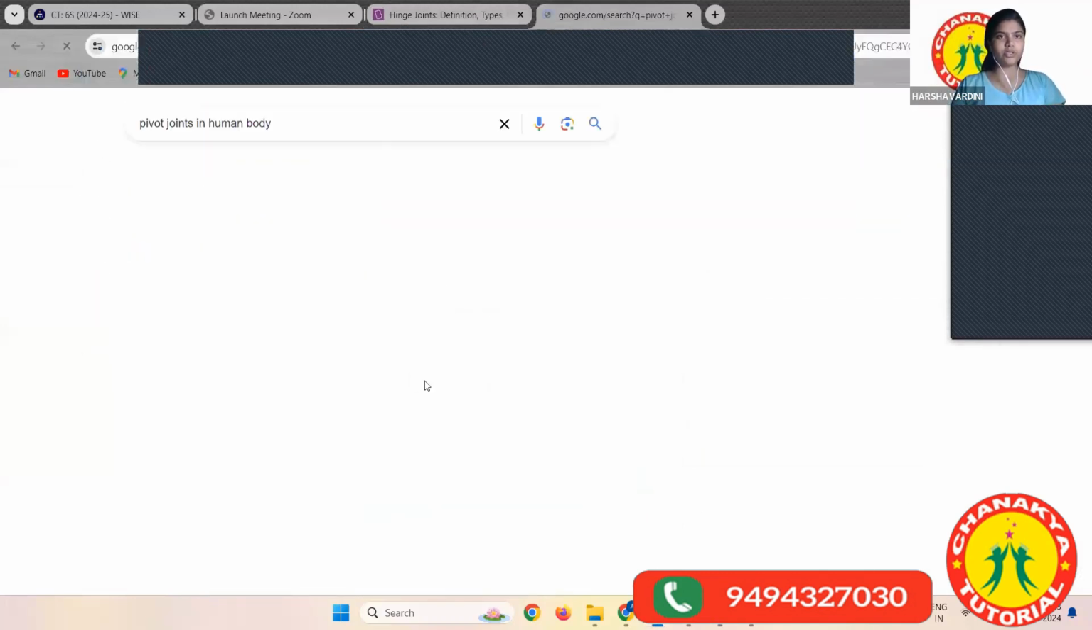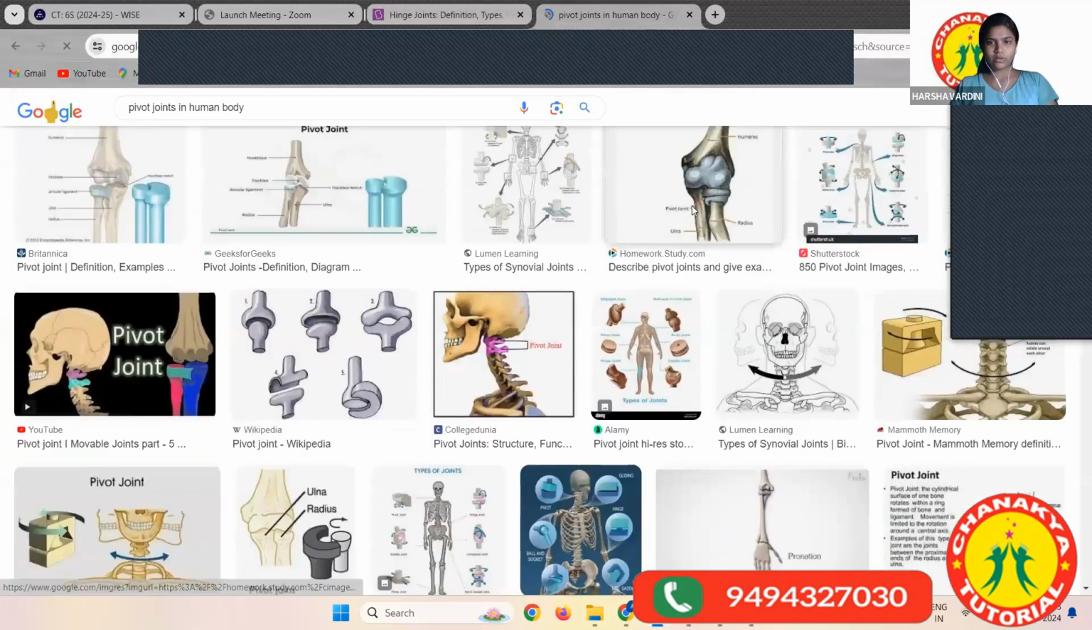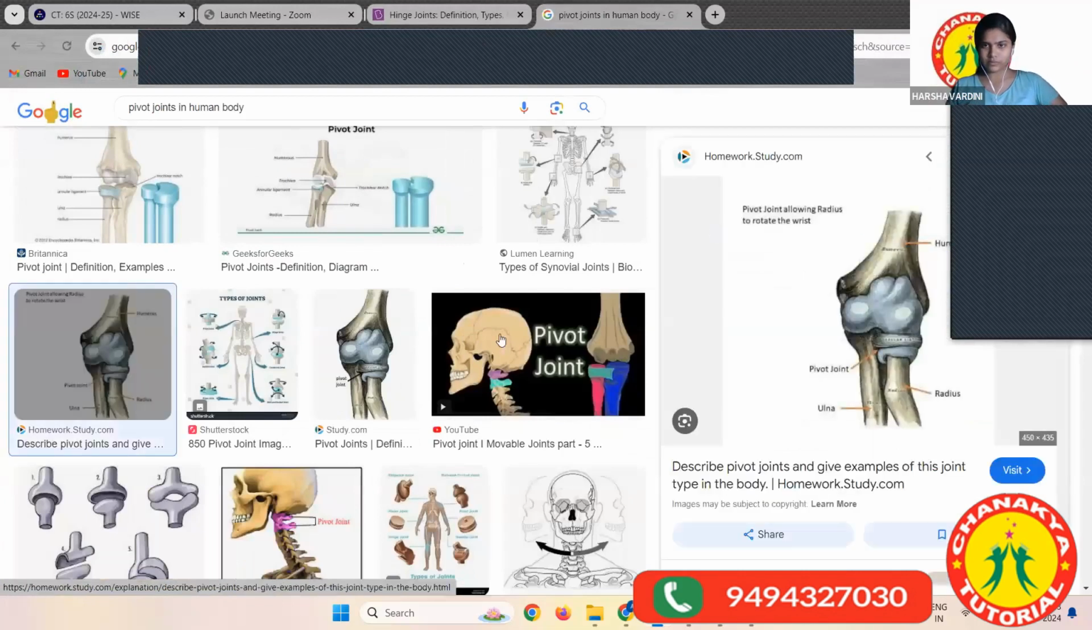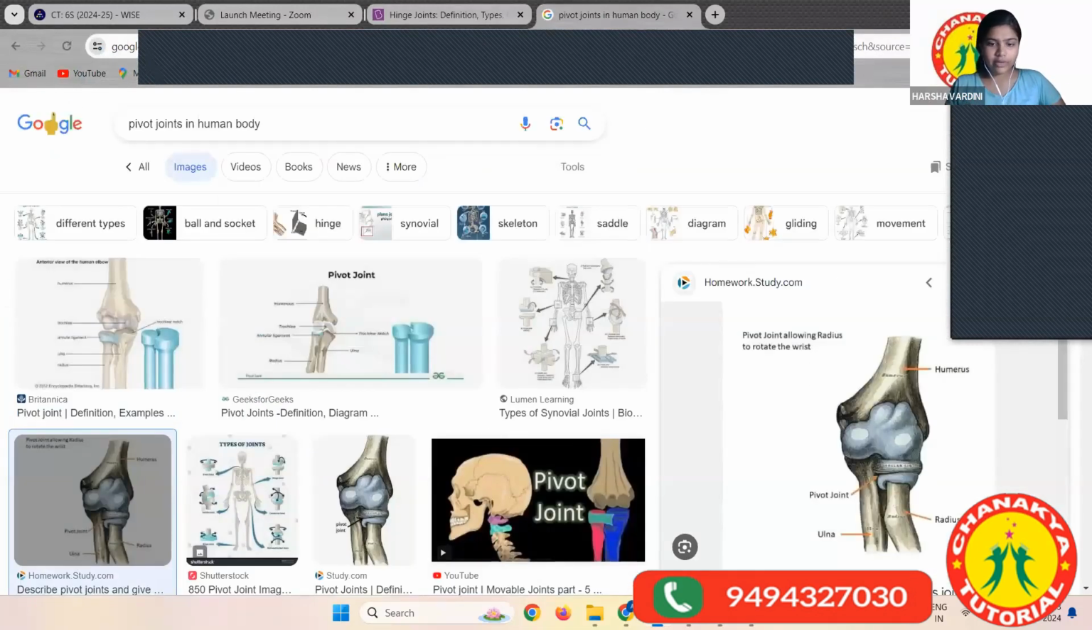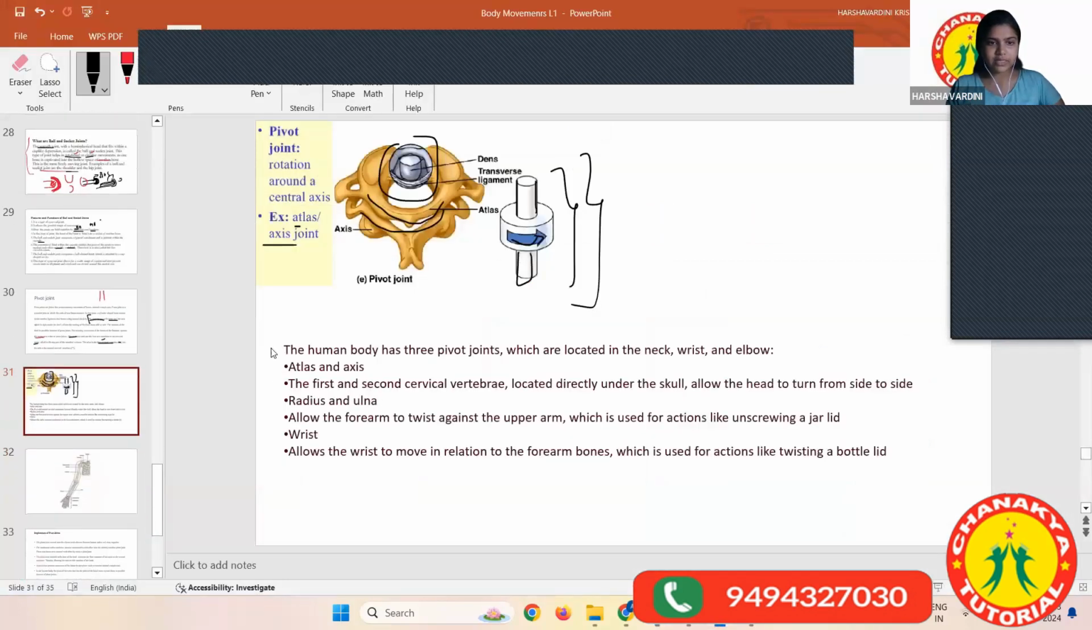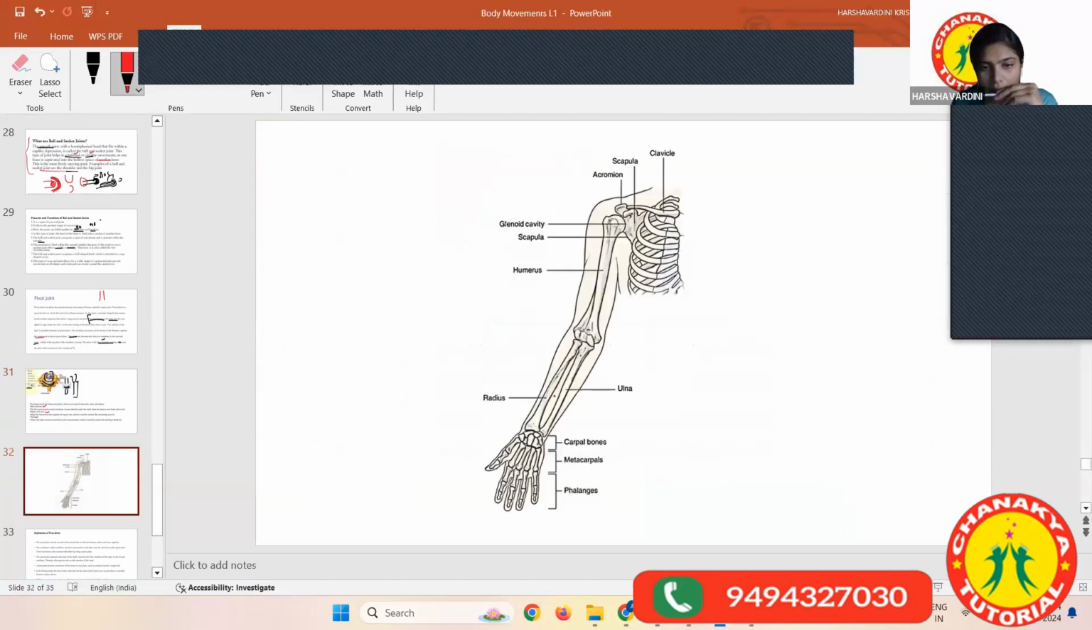Pivot joints in the human body. I'll show you the image. This we also see in the PPT. Next we see: atlas and axis have a pivot, radius and ulna have a pivot, and the wrist has a pivot. So radius and ulna are basically here. This is your hand, this area. This part is the radius, and this part is the ulna.